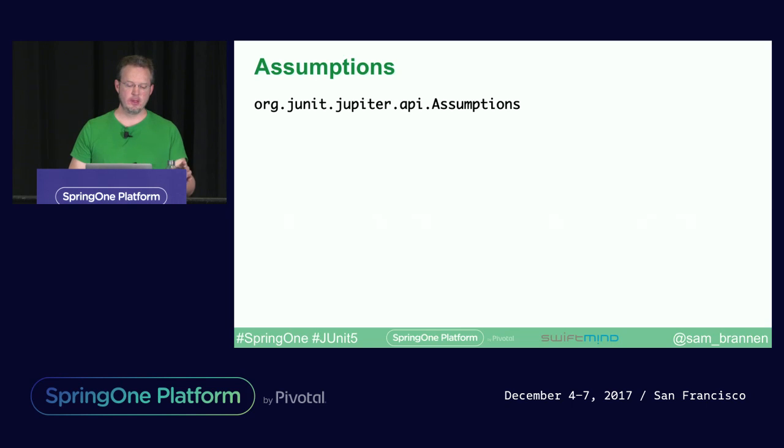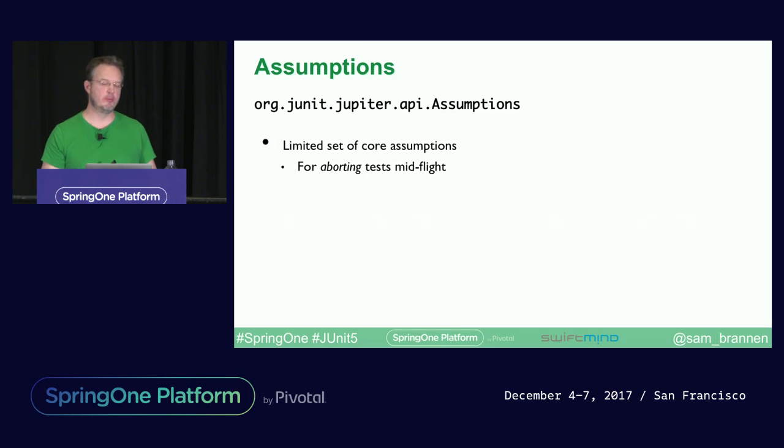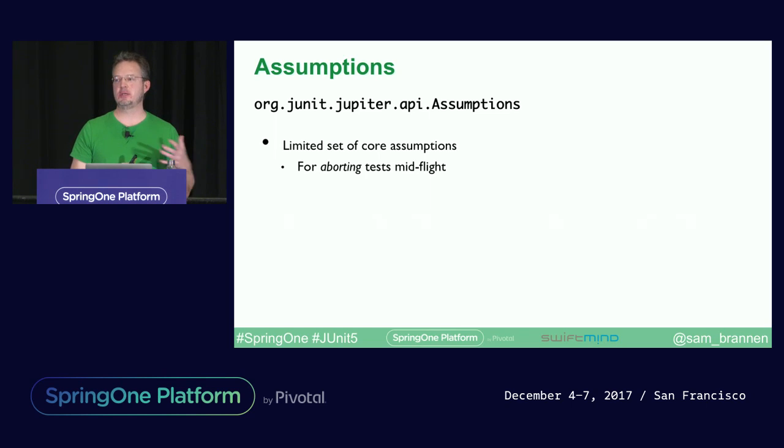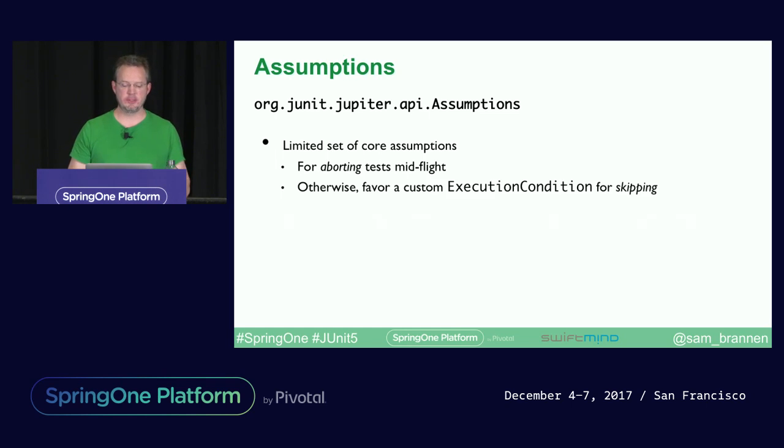So assumptions, that also comes from JUnit 4, right? There was the Assume class, and we have assumptions allowing you to abort tests mid-flight, so it means the test has already started, but you can decide on something, oh, this value isn't there, or this file isn't there, so it doesn't make sense to keep running the test, so you can abort it mid-flight. And otherwise, if you wanted to skip it entirely and not even start executing it, you would implement or use an execution condition, and we'll talk about that more later on.